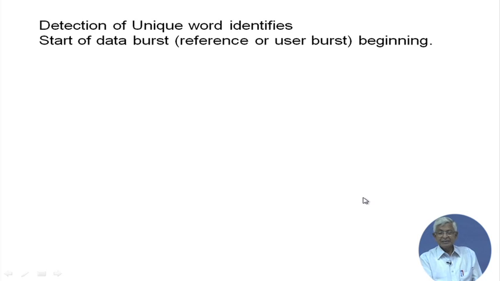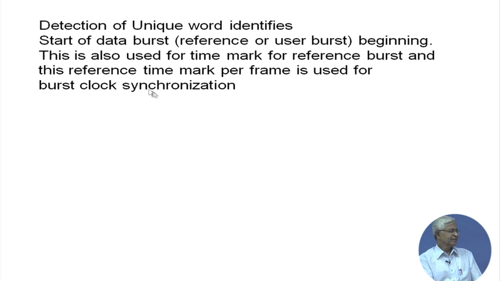Now, this is the network synchronization part, but in all this process you have to detect the unique word, which tells you where the data burst starts, or where the reference burst data starts. So, detection of the unique word is very important. The unique word is the beginning of a burst where the actual data is. This is also used as a time mark for the reference burst, and this reference time mark per frame is used for burst clock synchronization, for the network synchronization part, that is.